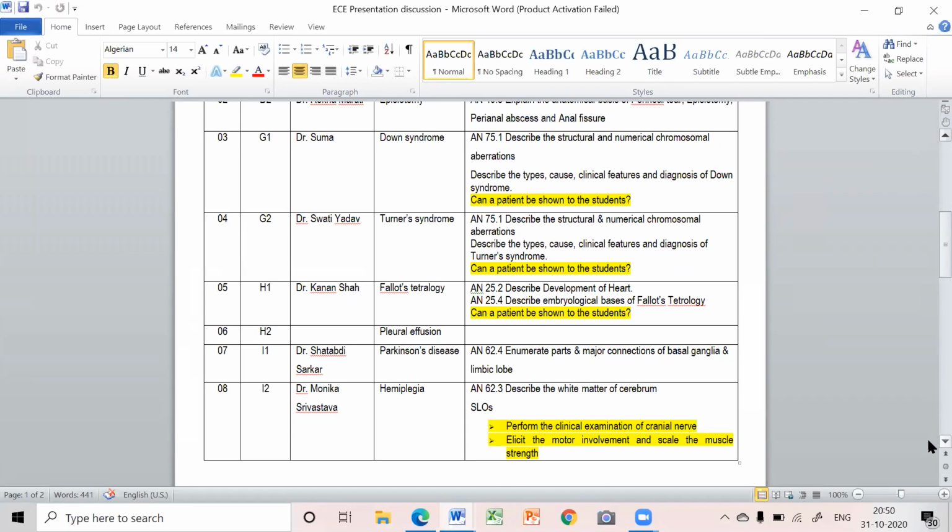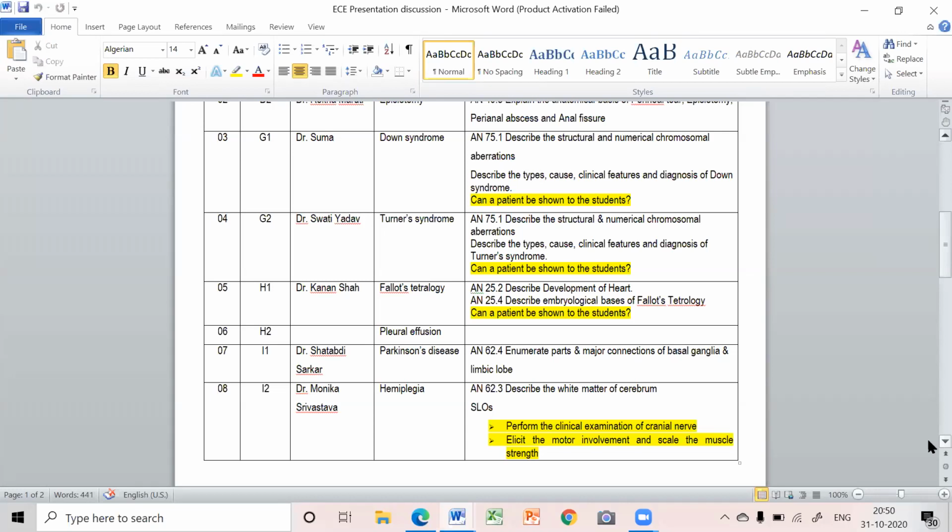Students might have seen such patients in their life, in their families or neighborhood, but they may not know that this is Down syndrome. When they see it in the learning environment, they will know that this is a case of Down syndrome. So instead of showing just a paper case or a video, we can always show a live patient to them.